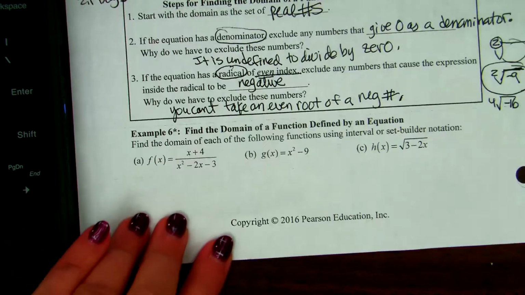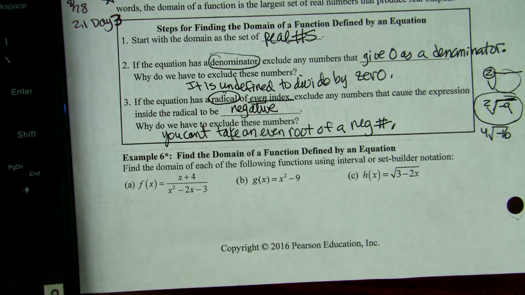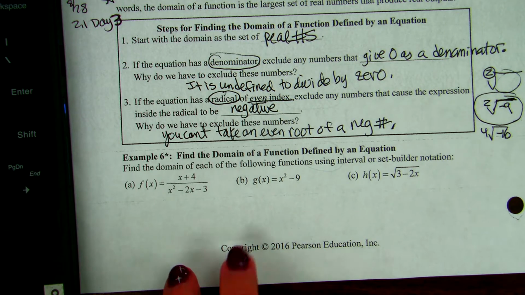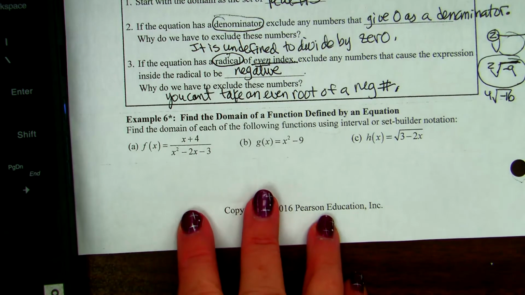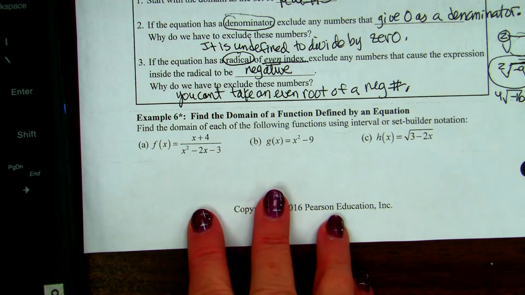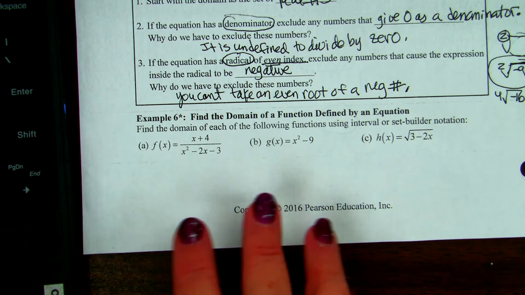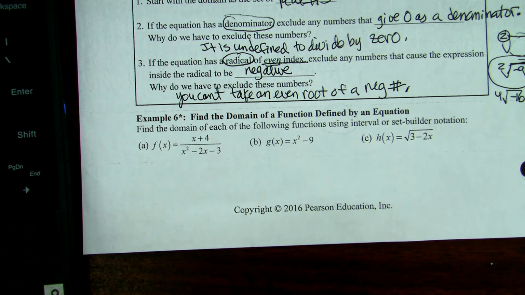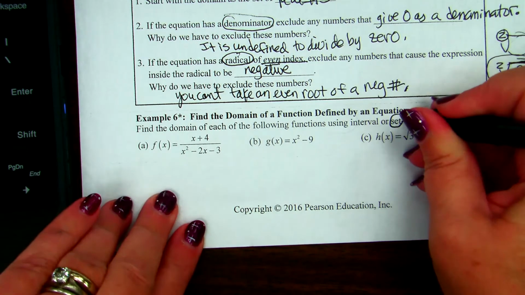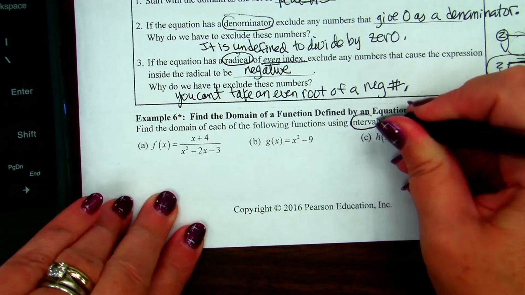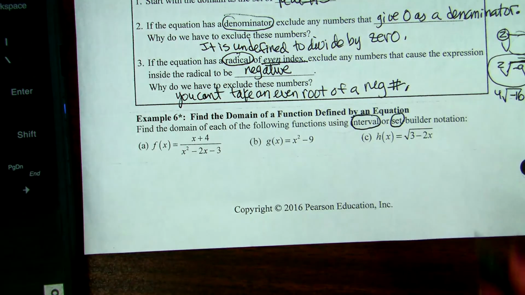So let's look at these. Find the domain of a function defined by an equation. We're going to write it in interval notation or set notation. You should be able to do both.